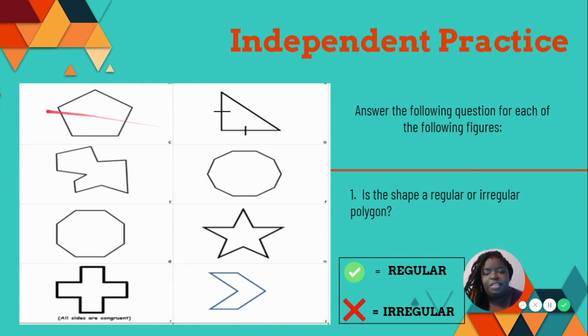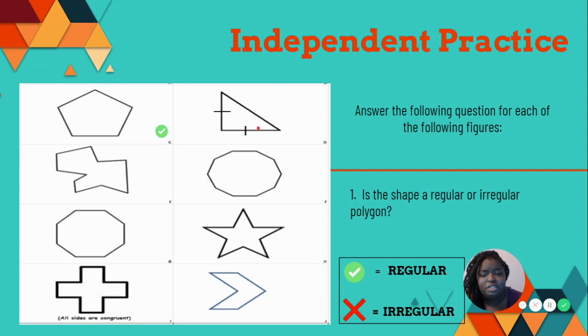So to start with our first shape here, we have a 5-sided shape. If you remember from the previous video, a five-sided shape is considered a pentagon. So do we know, is a pentagon a regular or irregular polygon, excuse me? It is a regular polygon.